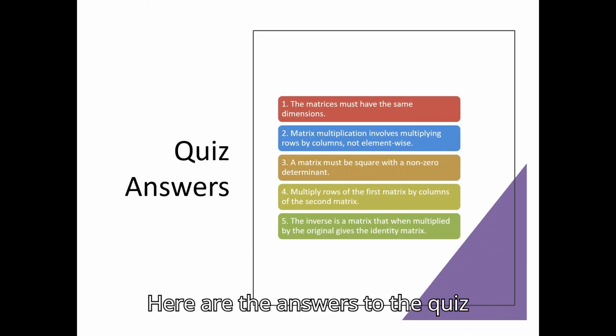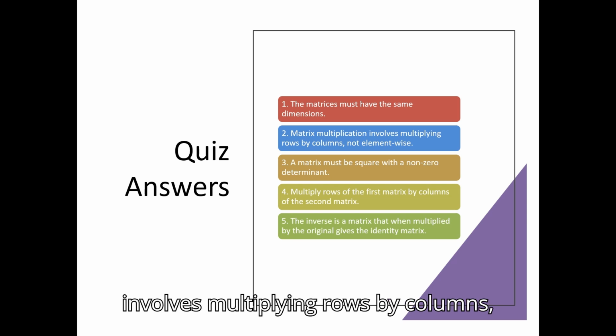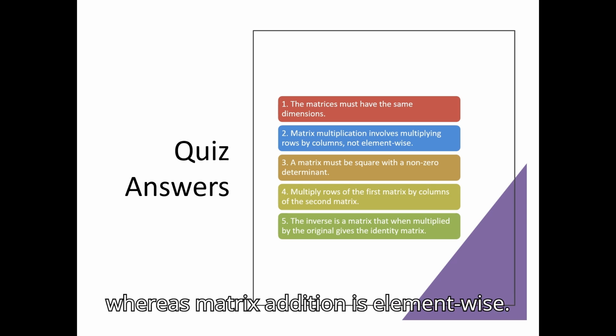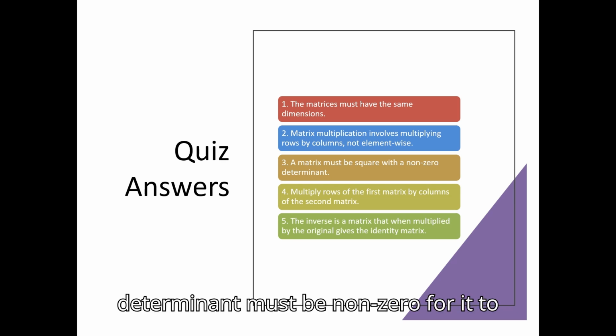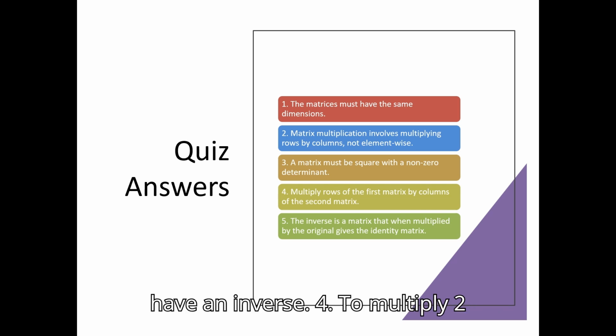Here are the answers to the quiz questions. 1. For two matrices to be added, they must have the same dimensions. 2. Matrix multiplication involves multiplying rows by columns, whereas matrix addition is element-wise. 3. A matrix must be square, and its determinant must be non-zero for it to have an inverse.